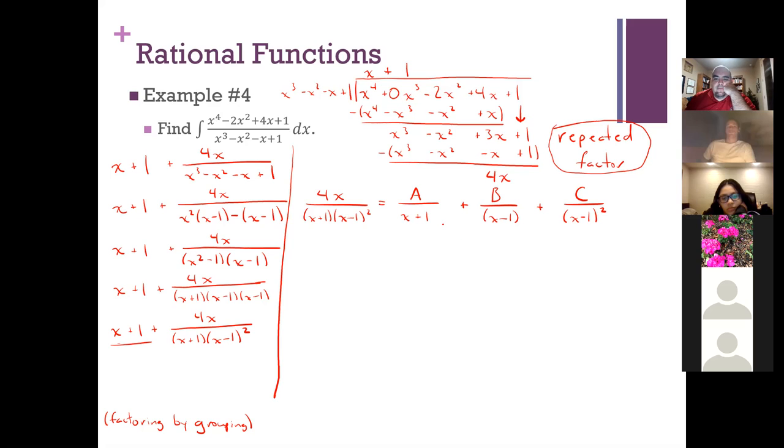So from here, what should I do next? Multiply both sides by the denominator. Yep, multiply both sides by the denominator. And I'll maybe abbreviate this a little more now that we've done a few. Left-hand side will become 4x. This will become A times x minus 1 squared. This will become B times x minus 1 times x plus 1. And this becomes C times x plus 1.